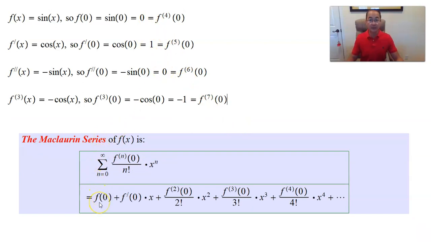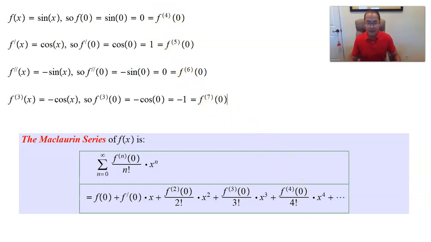F of 0 is just 0. First derivative at 0 is 1 times x. Second derivative back to 0. That term goes away. Third derivative is now negative 1, and we get 3 factorial x to the power 3. So we keep going. Okay, we also have the fourth, fifth, sixth, and seventh derivative.